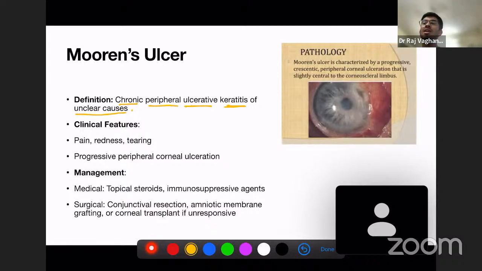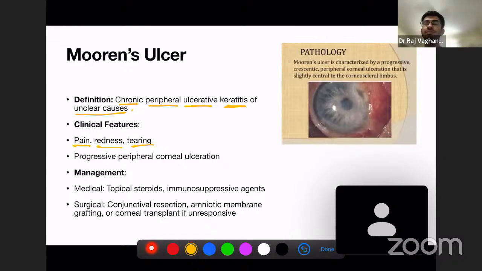You can see in the diagram, there's a peripheral corneal ulcer keratitis. In the periphery of the cornea, there is a keratitis. In the periphery of the cornea, it is present. Now, what are the clinical features of Murine's ulcer? You can experience pain, redness, and tearing.